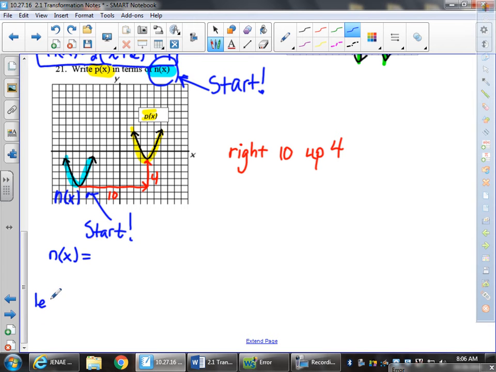Left 6, down 5 would look like what? X plus 6 squared minus 5.